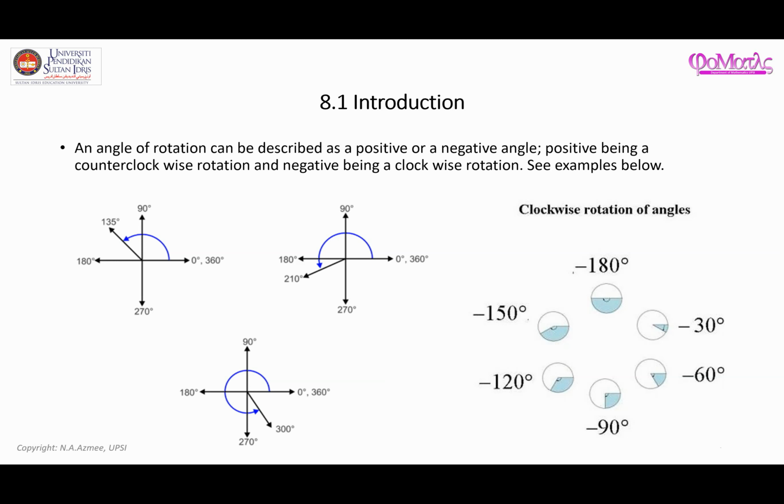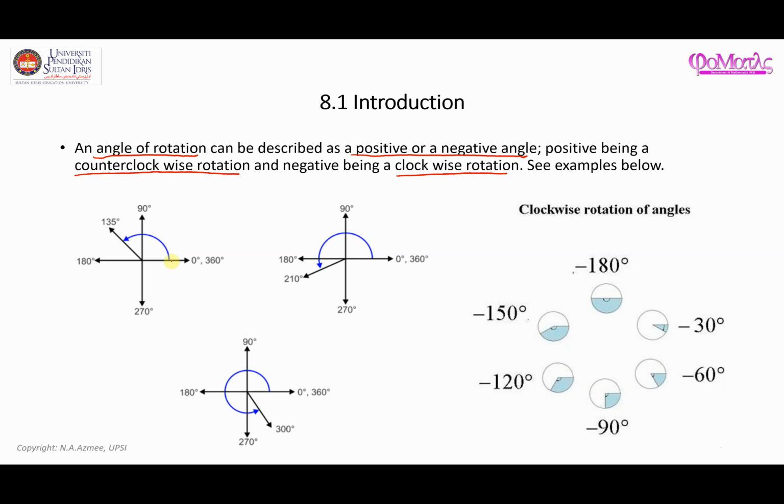In this video, I'm going to talk about other basic terms related to trigonometry. The terms that you should be familiar with. For example, what is the meaning of angle of rotation? In this context, it can be described as a positive or a negative angle. When you talk about a positive angle, it means that the angle is moving in a counterclockwise rotation. And when you talk about a negative angle, it means the angle is moved according to a clockwise rotation.